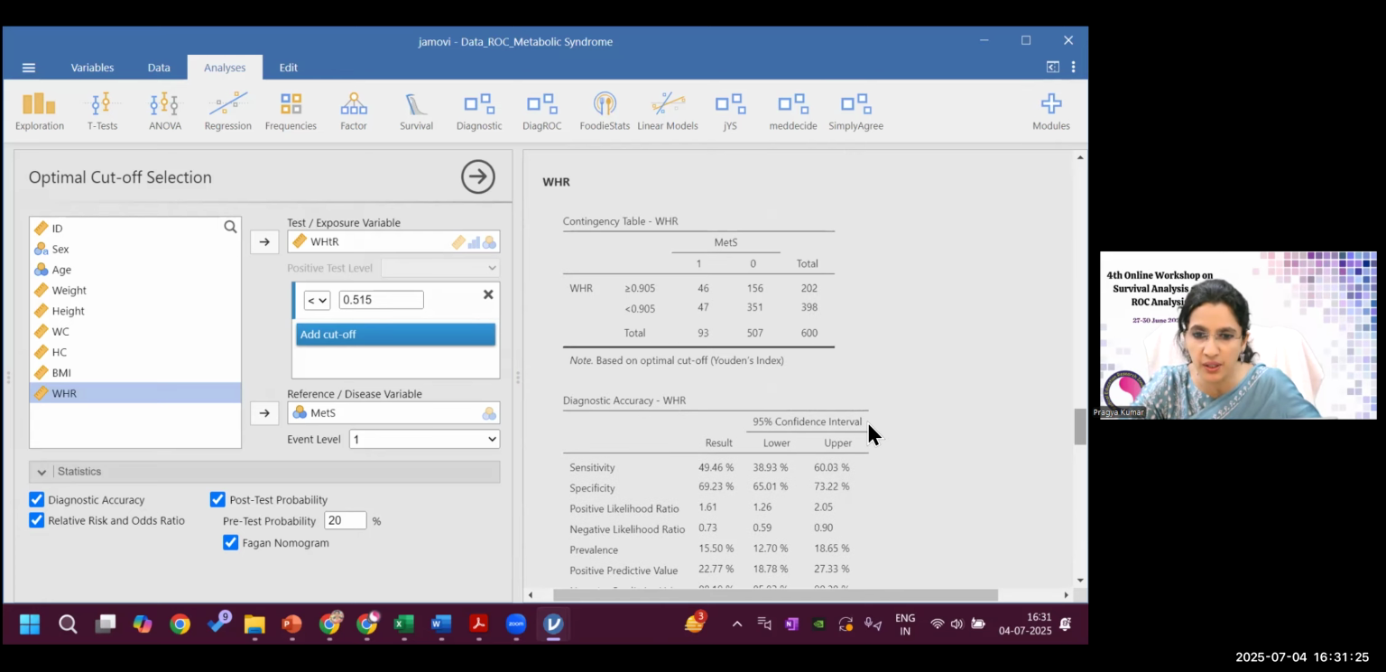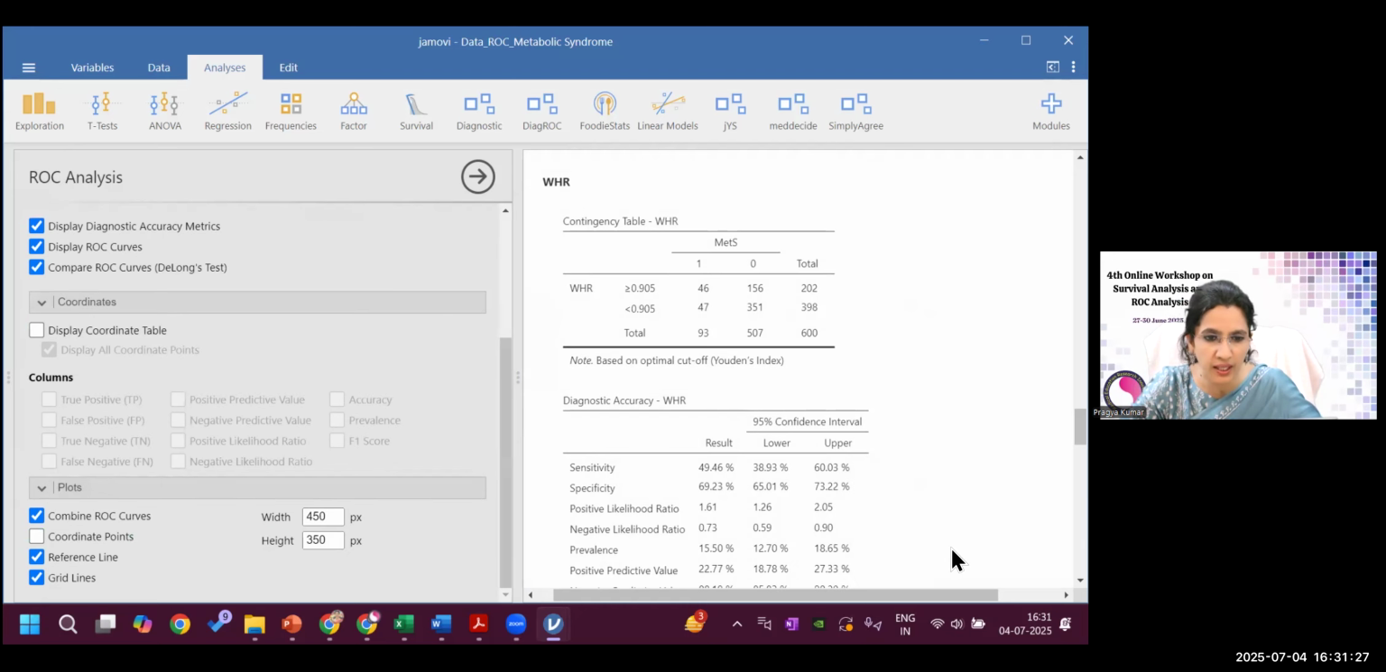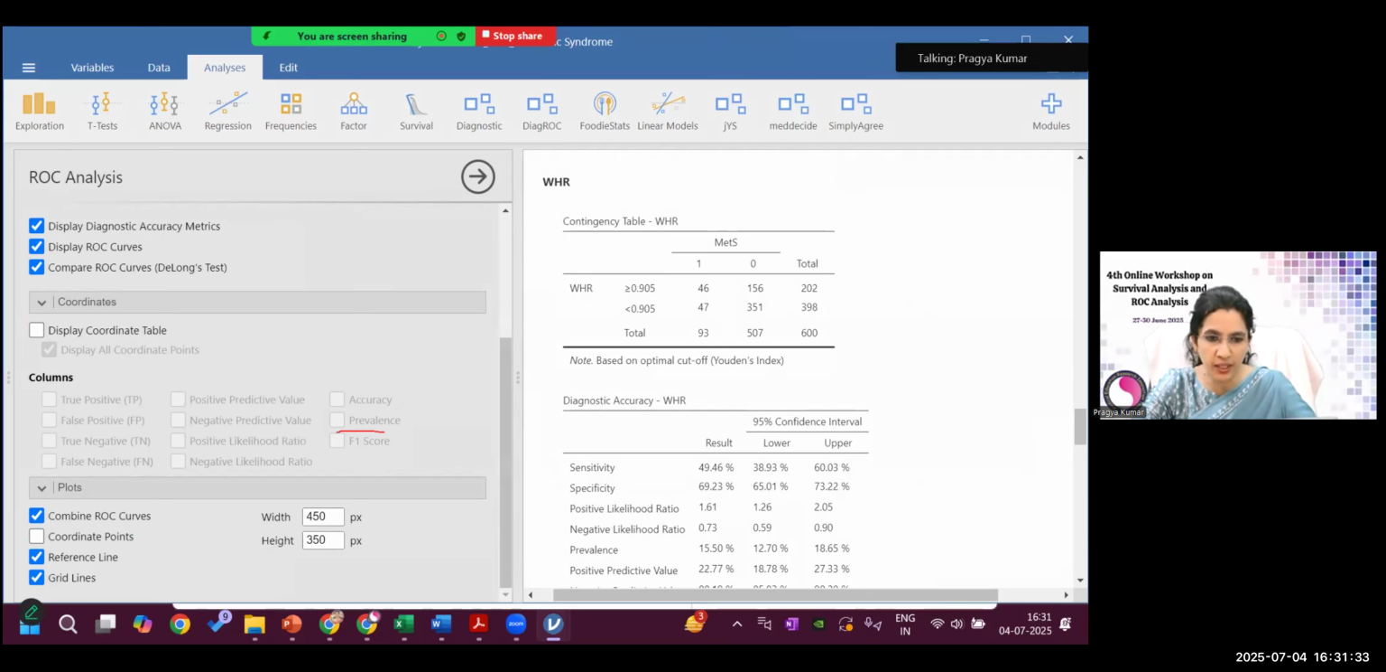Initially I did not tell about the F1 score. I'm not clicking that now because it will take too much time. But can you see there is an option of F1 score also? This has been newly added to Jamovi. This F1 score also helps you, it is like AUC, again one level ahead, you can say.